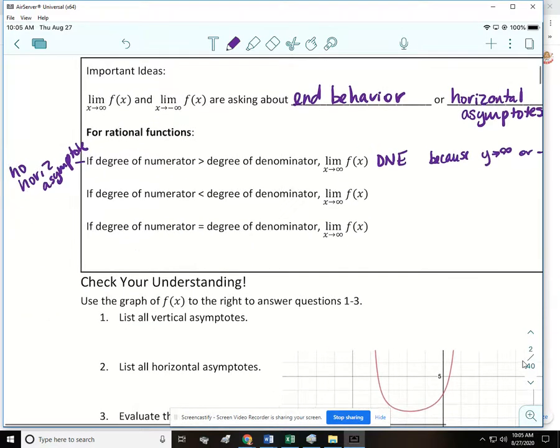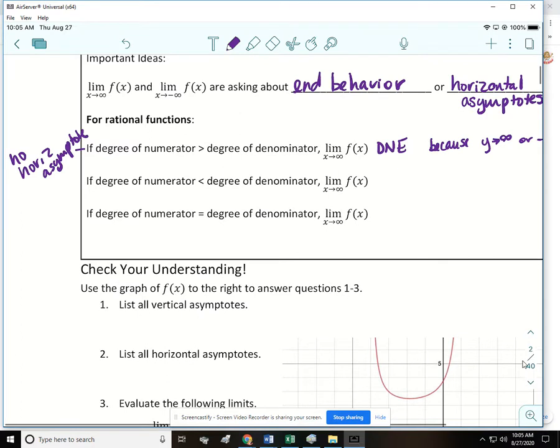All right, so these two, when the degree of the numerator is less than the degree of the denominator and when they're equal, they both will have a horizontal asymptote. So that also means the limit will exist.